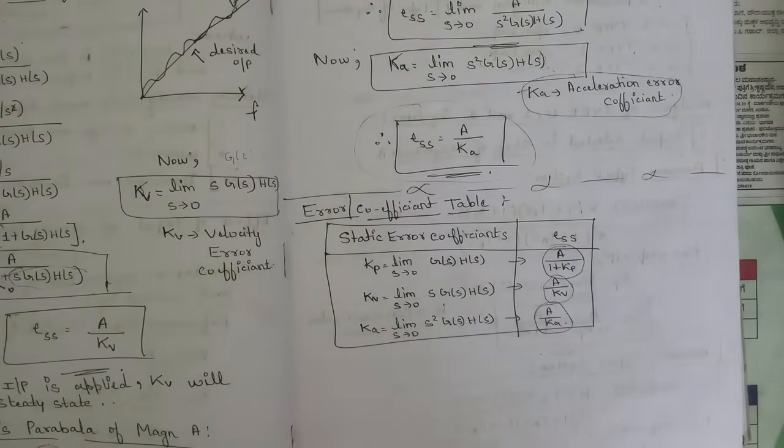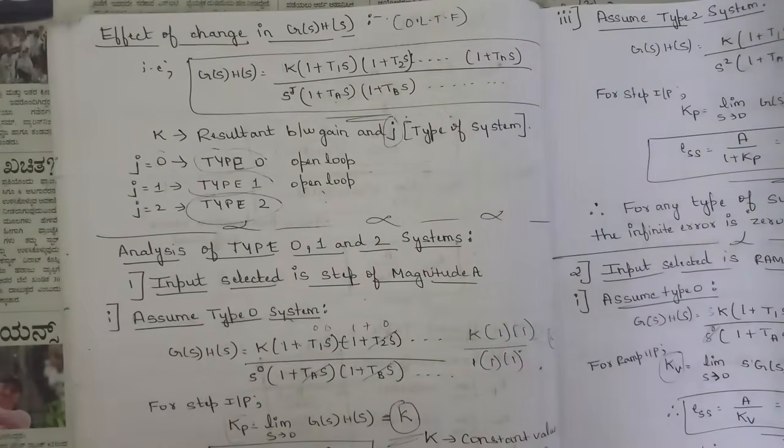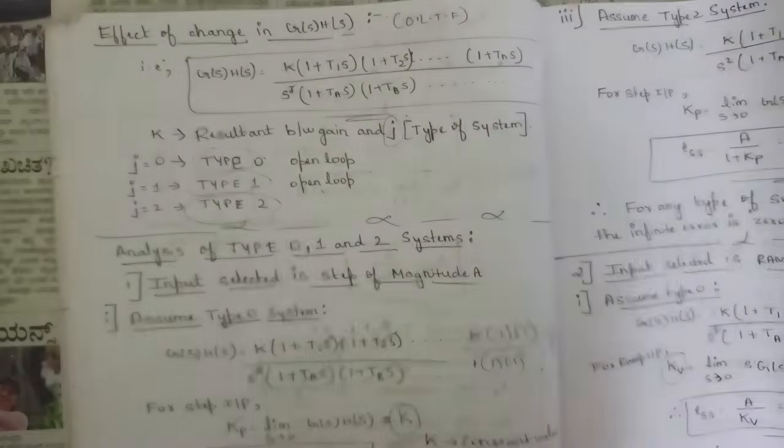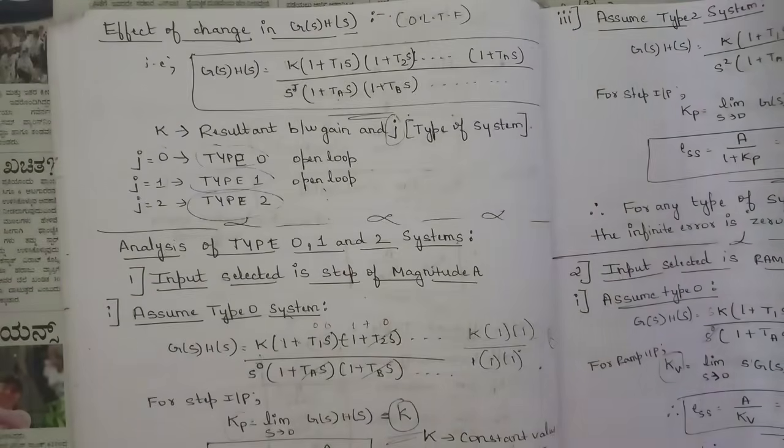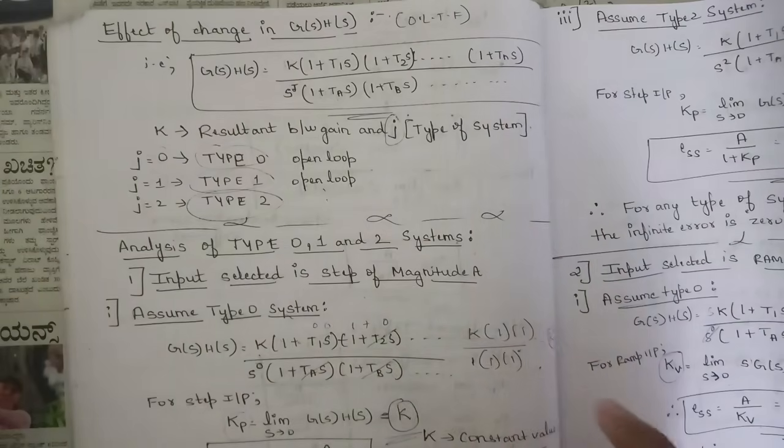Okay, so one question related to these static error coefficients, the problems they would be asking. And also one question related to the effect of change in G of S into H of S for different types of system, that is type 0, type 1, type 2 system. And the input selected would be step input, ramp input, as well as parabolic input. Okay, so these kinds of questions would also be asked.